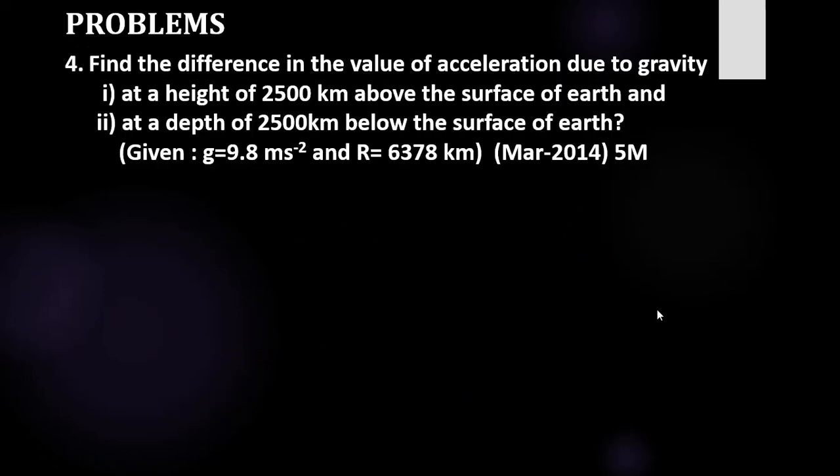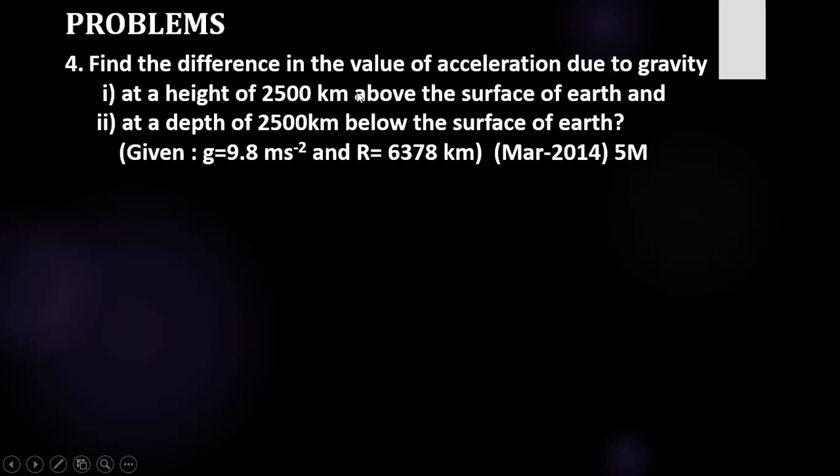Now we go to the fourth problem. Find the difference in the value of acceleration due to gravity at a height of 2500 kilometers above the surface of Earth and at a depth of 2500 kilometers below the surface of Earth, and the given values are g equal to 9.8 meter per second square and r equal to 6378. This question was asked in March 2014 for 5 marks, and you have to simply calculate the acceleration due to gravity at a height of 2500 kilometers using the separate formula, and calculate the acceleration due to gravity at a depth of 2500 kilometers below the surface of Earth separately.